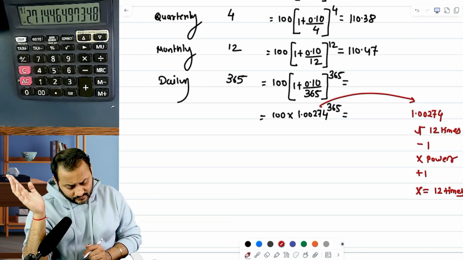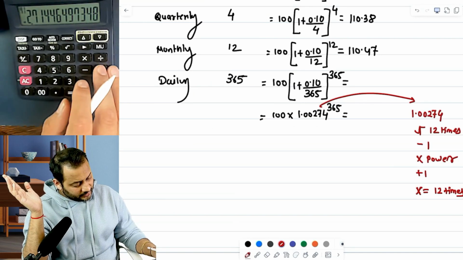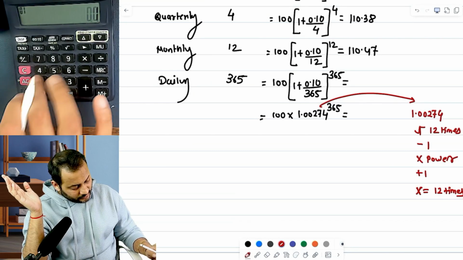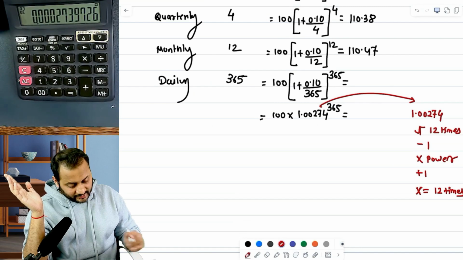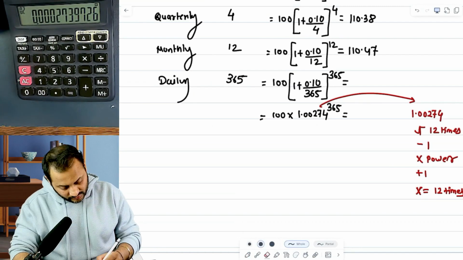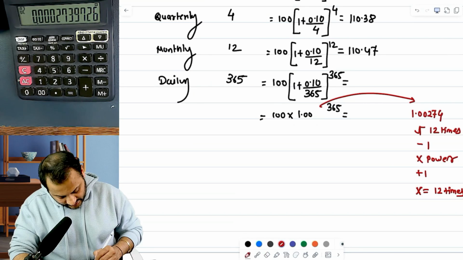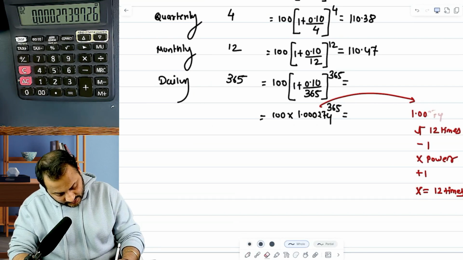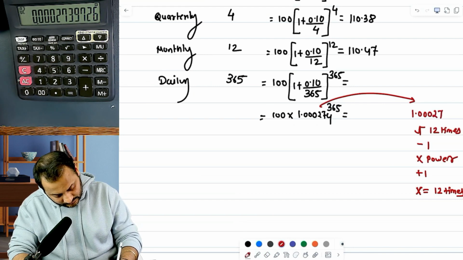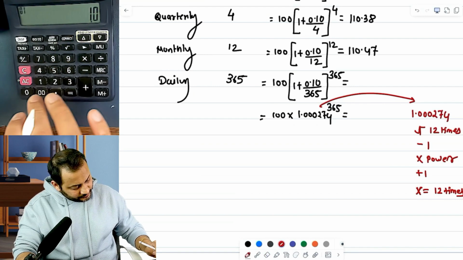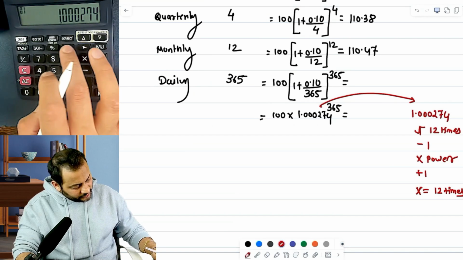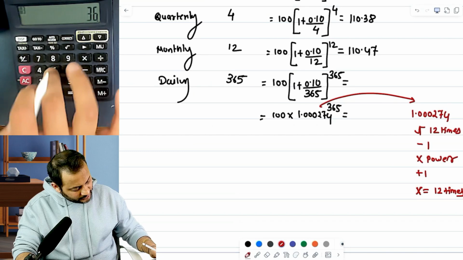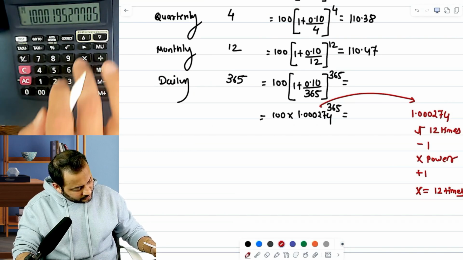Am I right? Or I have made some mistake? Let me just calculate, because it should not be like this much. 0.10 divided by 365 is 0.000274. So I just made a mistake here. 0.000274 it was. That's why the answer did not match. I will just repeat the entire process. 0.000274, 12 times square root, -1 into 365 plus 1.